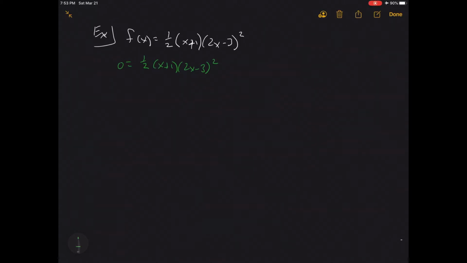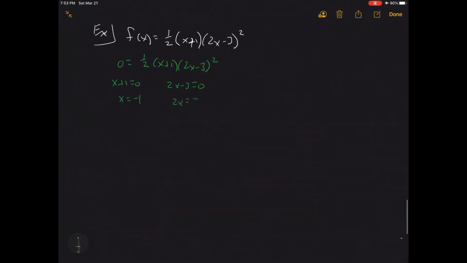Now the 1/2 out in the front doesn't have to be set equal to 0 because there's no x's involved, so I don't have to worry about that one. I do have to set the x plus 1 equal to 0, and I have to set the 2x minus 3 equal to 0 and solve both of those. In the first one, x plus 1, we'll subtract 1 on both sides. We get x equals negative 1. In the second one, we have to add 3, and then we'll divide by 2, so x will be 3/2.